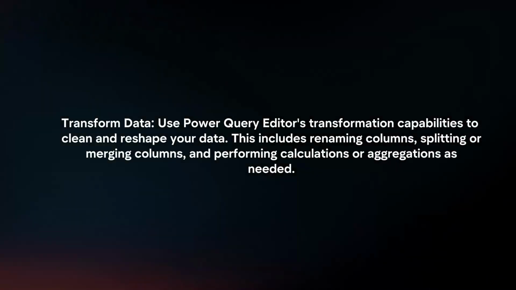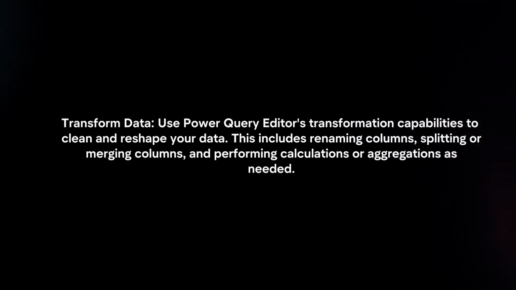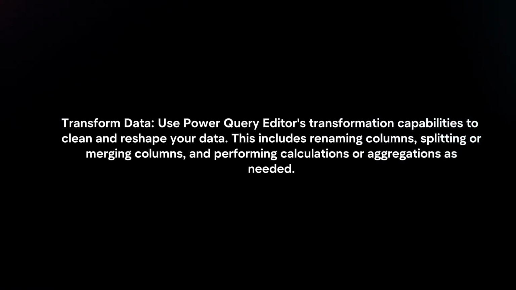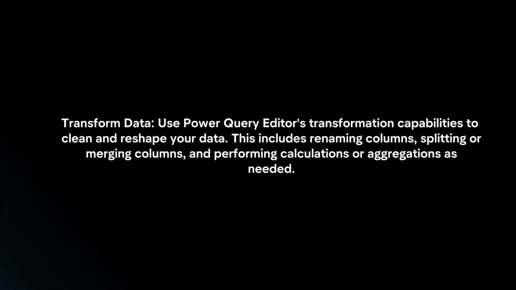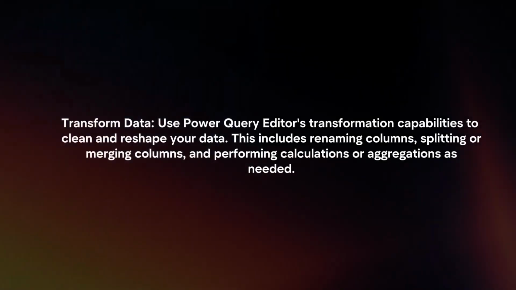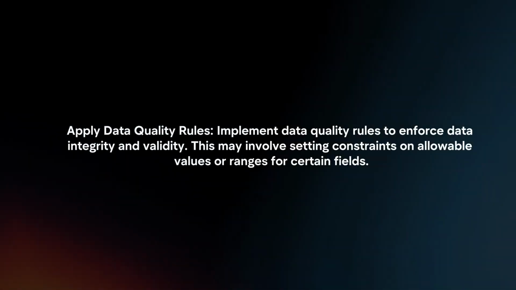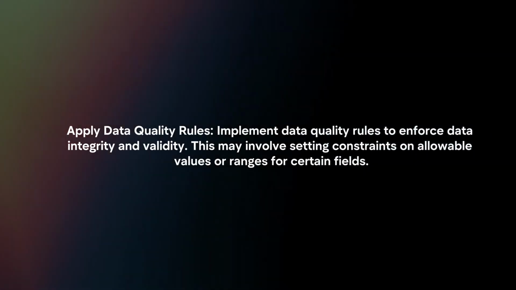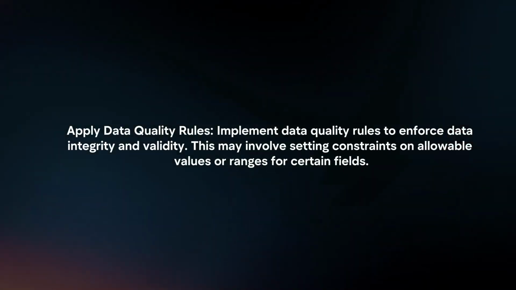Transform data. Use Power Query Editor's transformation capabilities to clean and reshape your data. This includes renaming columns, splitting or merging columns, and performing calculations or aggregations as needed. Apply data quality rules. Implement data quality rules to enforce data integrity and validity. This may involve setting constraints on allowable values or ranges for certain fields.